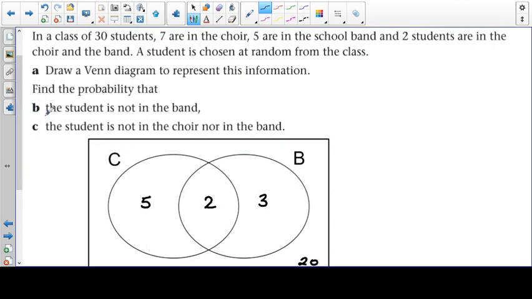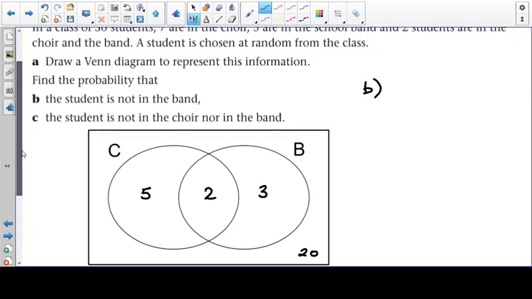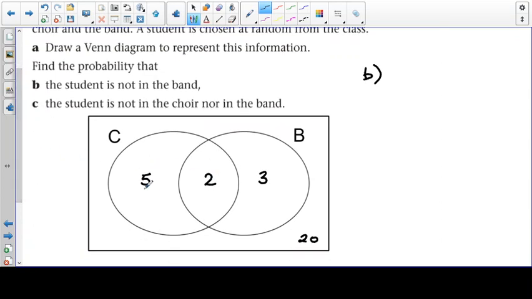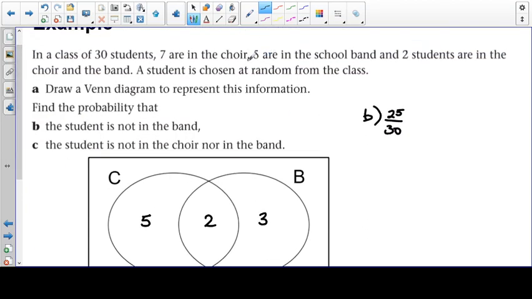Okay, B, find the probability that the student is not in the band. Well, the students that aren't in the band are these 5, because they're just in the choir, and these 20. So that's 25. I said 25, but my hand did a 3. 25 30ths. Or you could say it's 1 minus that.